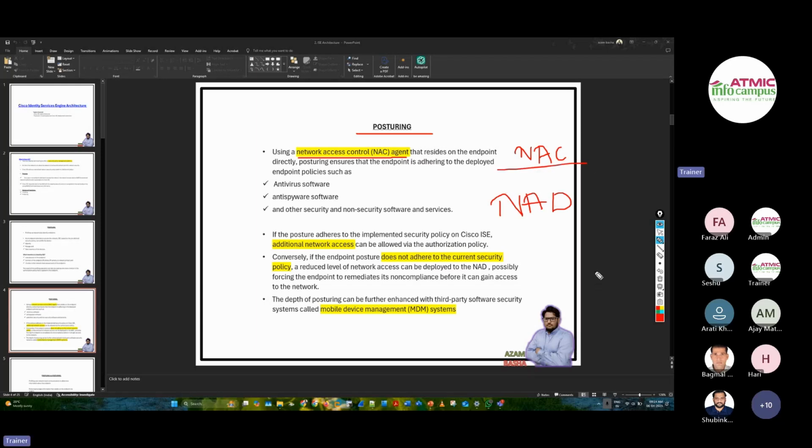Now these two terminologies are different. The network access device we already discussed. Network access control is an agent. When I say agent, it is a piece of code. It's software. It's a piece of code. It is software.